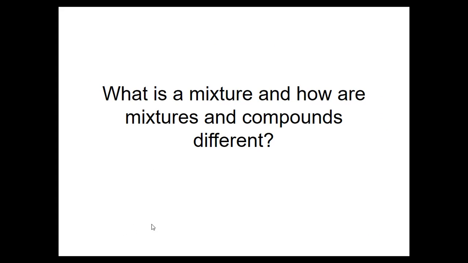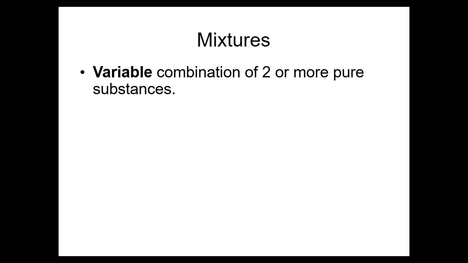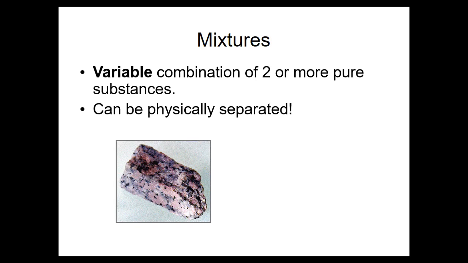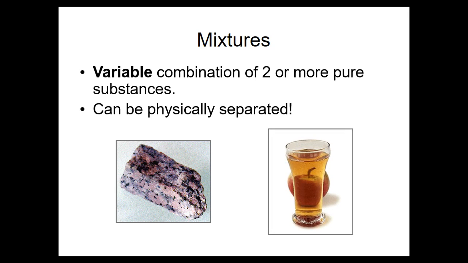So first, let's go over the difference between a mixture and a compound, how these two are different. Mixtures are going to be a variable combination of two or more pure substances, and they can be physically separated. Here we have a piece of granite. Some mixtures are going to be solids, and it has different minerals in it. And we have some apple juice.